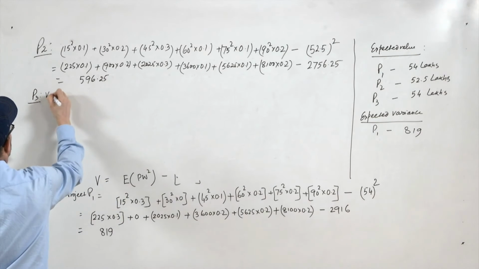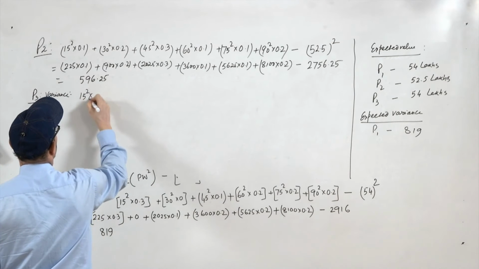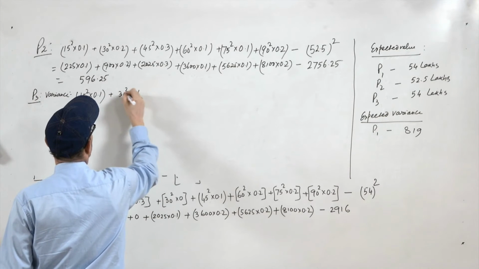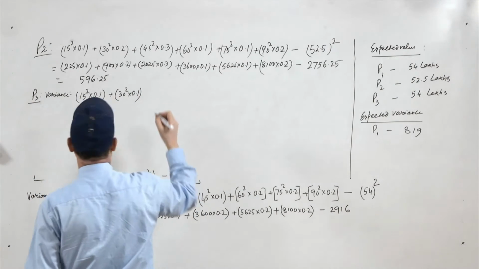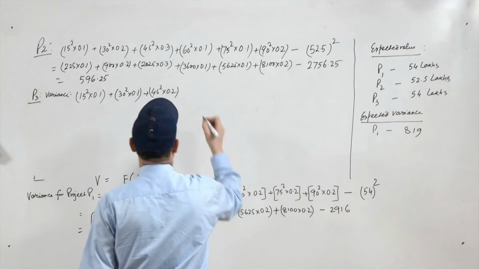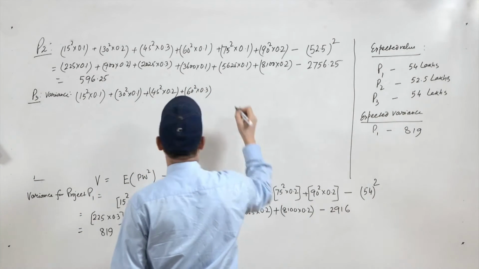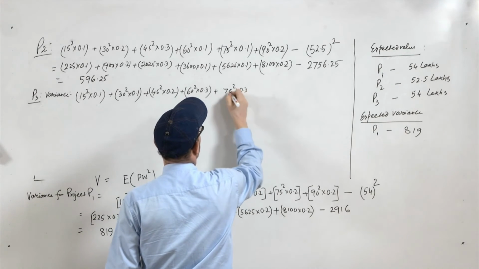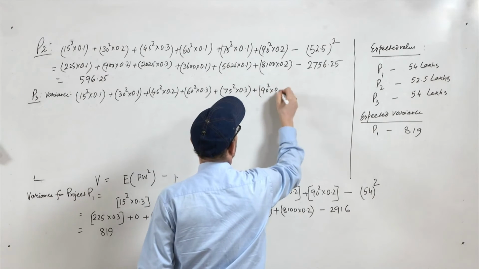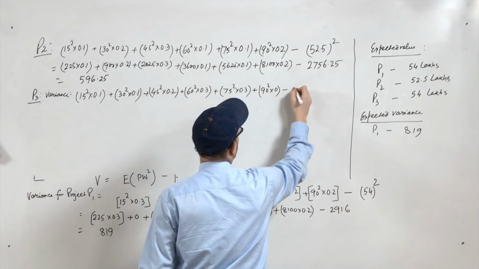For P3, variance will be 15 square into 0.1 plus 30 square into 0.1 plus 45 square into 0.2 plus 60 square into 0.3 plus 75 square into 0.3 plus 90 square into 0, minus the expected value was 54. So, its square value and that is 2916.